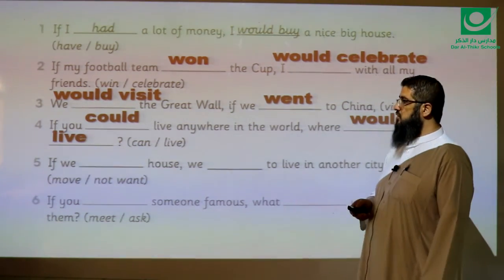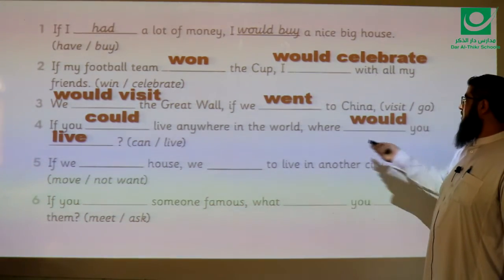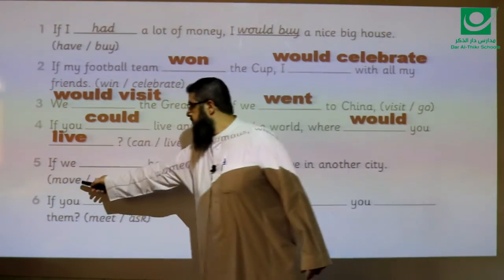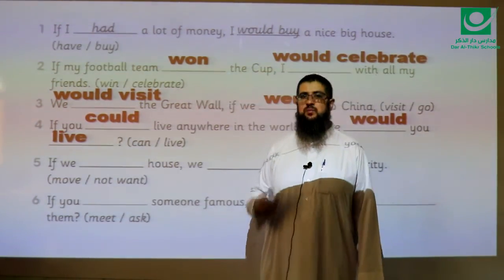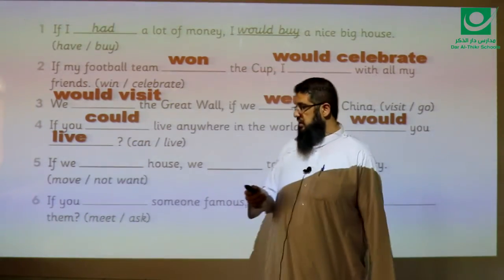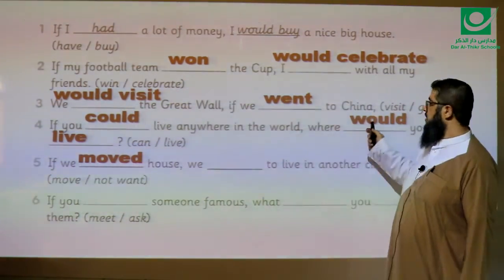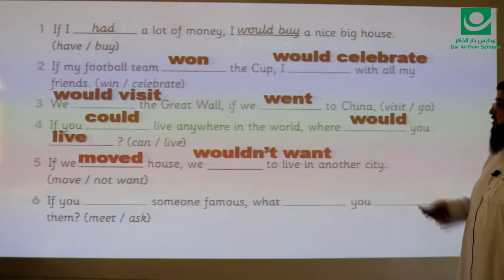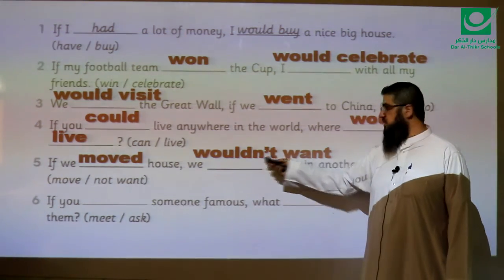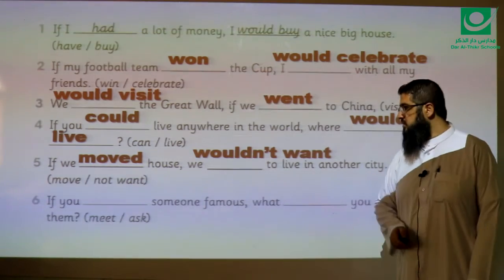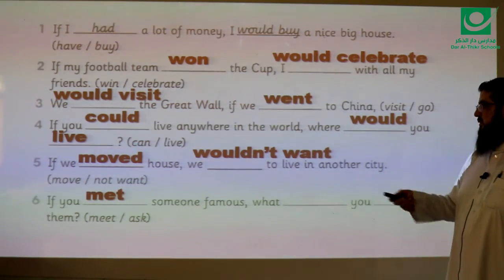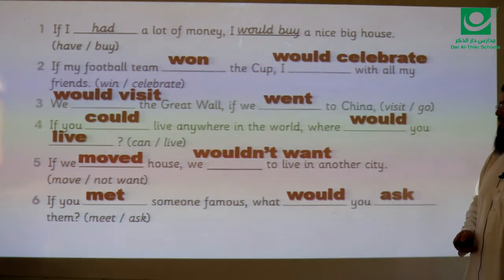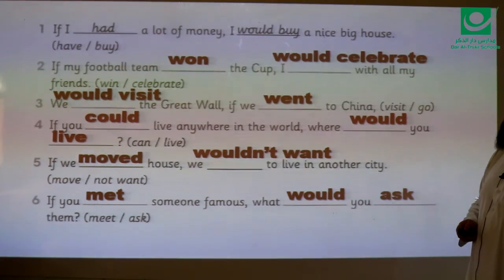So it will be would live. So I'm going to repeat number 4 quickly. If you could live anywhere in the world, where would you live? See? Number 5, if you move house. So again, what is the simple past of move? We put D. Okay? If we moved house, where? The second part would: if we moved house, we wouldn't want to live in another city. This is negative, wouldn't, and infinitive. The last one: if you met, see in the past, someone famous, what would you, and the infinitive, ask them? If you met someone famous, what would you ask them?